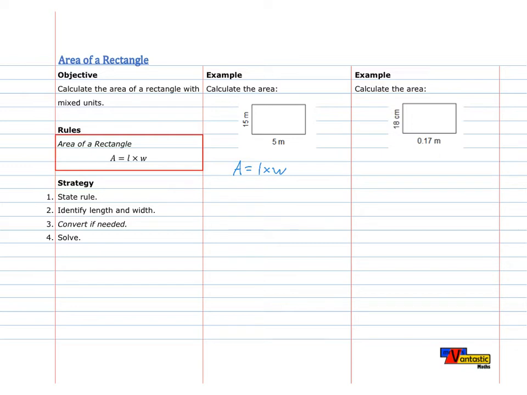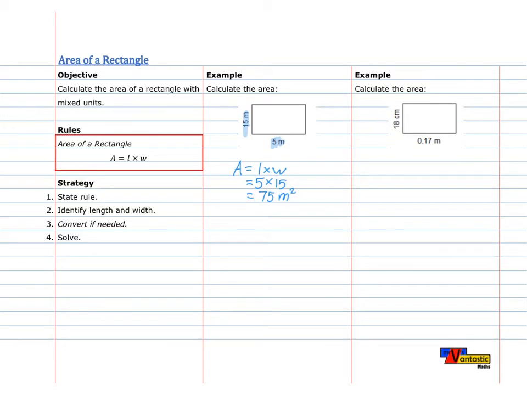Now in my example here, my length is 5 meters. So I'm going to write down 5 times the width, which is 15 meters, times 15. I will grab my calculator, and on my calculator this becomes 75, and of course the units are meters squared, because our original measurements were meters. That's great.